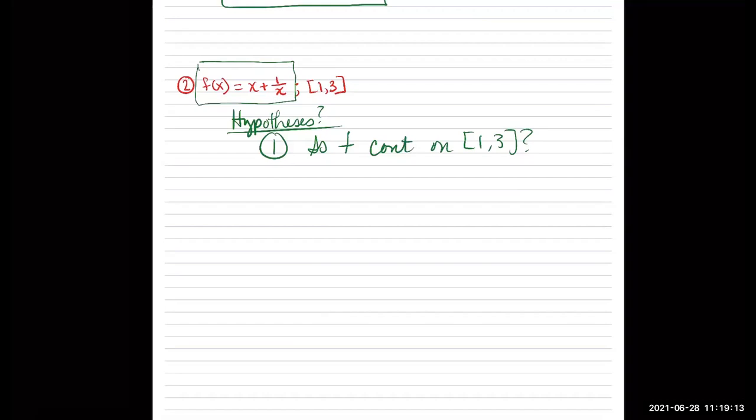Where is this function f of x equals x plus 1 over x? Where is it not continuous? Yeah, when x equals 0. But notice that's not in our interval. So it is continuous on this interval. So we're good. So then we ask, is f differentiable on the open interval? And to answer that question, we need to find the derivative. So you guys help me out this time. What is the derivative of x plus 1 over x?